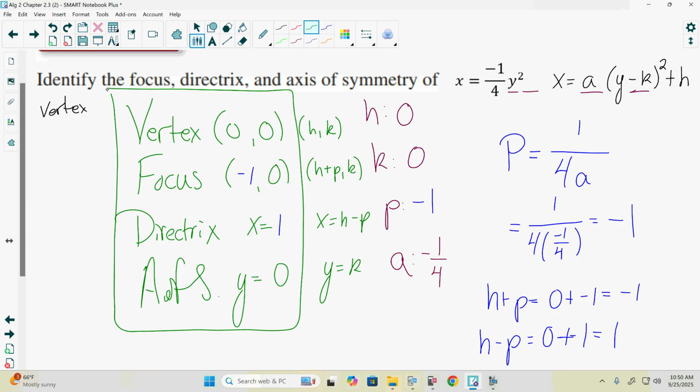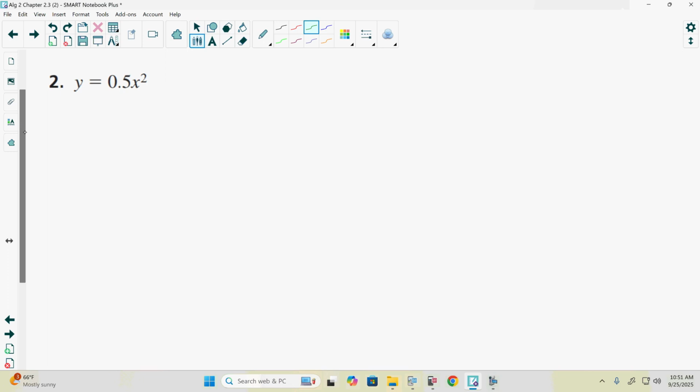So realistically, this is no different than what we've been doing this week. The only big difference is that the values of h and k for all of these are going to be 0. You ready for the next one? y equals 0.5x squared.